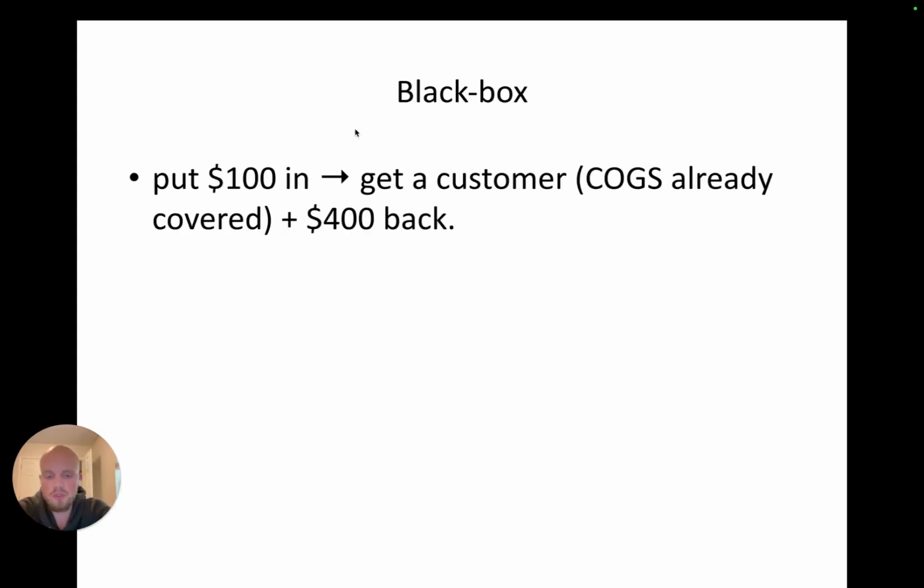So this whole concept is just like a black box. Think about a black box that every time you put $100 in, you get a customer out the other side where their cost of goods are already covered. So they paid your team, they paid you to pay your team, the materials, all of that good stuff, and you got an additional $400 back. Not only can you go buy another customer, but you can go buy three others. Every one customer gets you four. You can scale as fast as you would like.